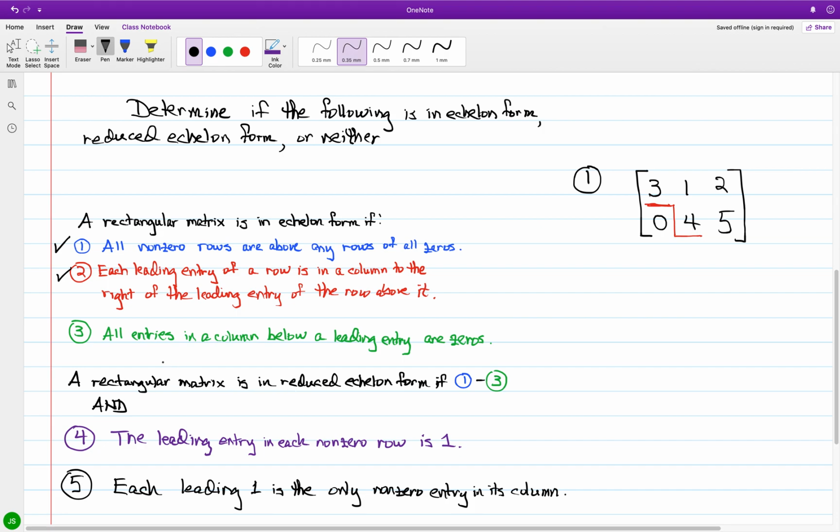And third, all entries in a column below a leading entry are zeros. In this particular part, this 3 is above that 0, and so that part is satisfied. Now we have echelon form, but to see if we have reduced echelon form, it says the leading entry in each non-zero row is 1. Now the leading entry here is 3.